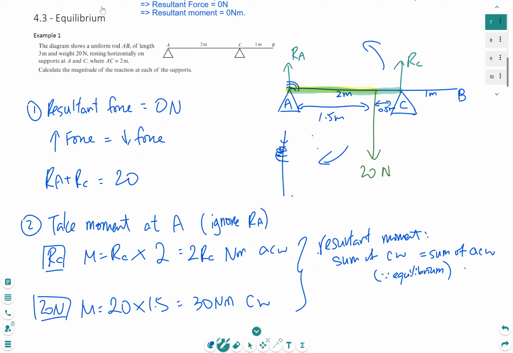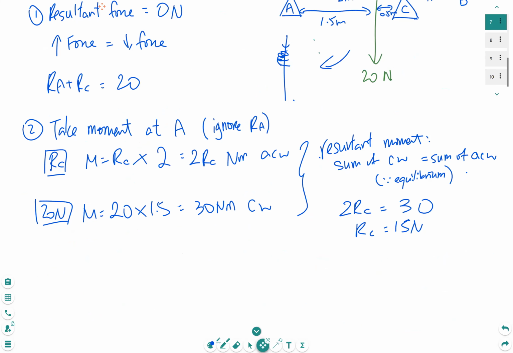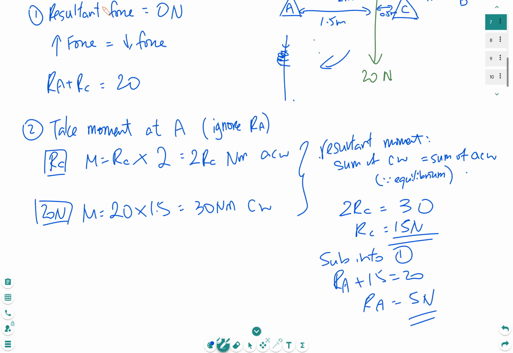So the sum of clockwise is 2 RC. The sum of anti-clockwise is 30. So RC equals 15 newtons. So if RC equals 15, sub it back into equation 1, then RA plus 15 equals 20. RA equals 5 newtons. And that's how we find the two answers, the two reactions. All right. Now you do a lot of this practice in the exercise, so don't worry.